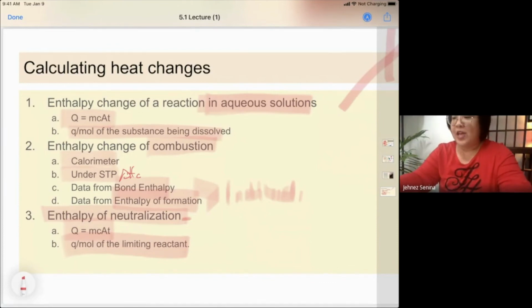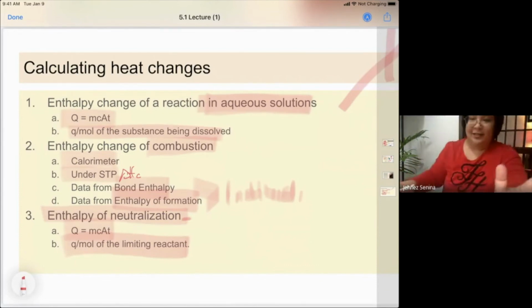So, yeah, I'll repeat myself over and over again. You cannot measure the enthalpy of a substance. So we measure it indirectly by reacting them, and we look at the temperature changes so we can know the heat changes as well. Okay, that's it. That's basically it.